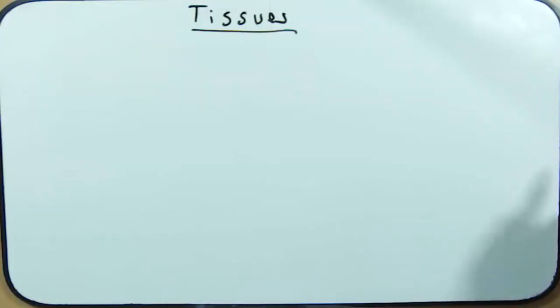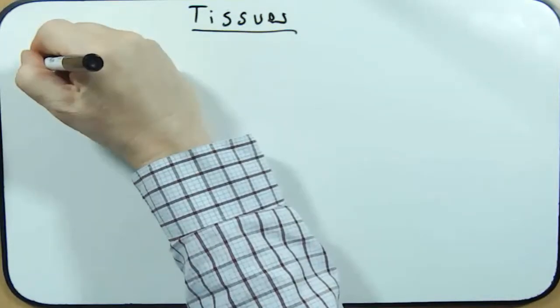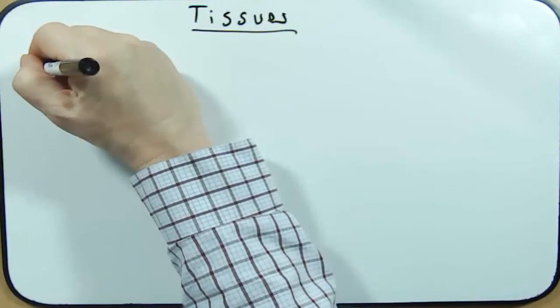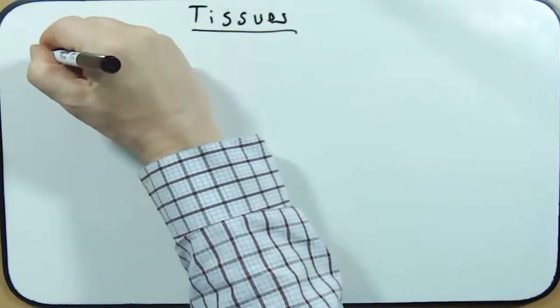All right, let's move to a discussion of this next innovation, or we might say adaptation, that animals have. And that is that most animals have tissues. So let's define what a tissue is. These are groups of cells that have a similar structure and act together to perform a specific function.